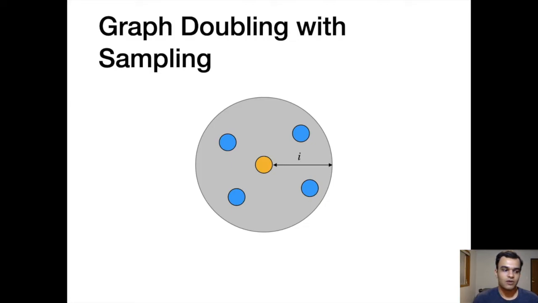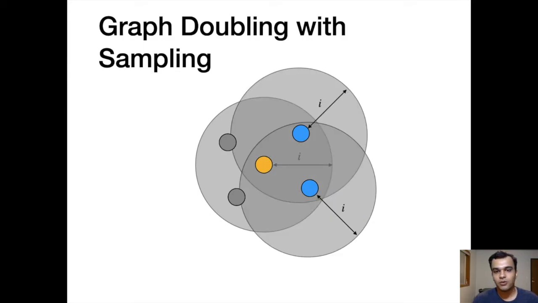Now, you may have noticed that these balls may not in fact fit in a single machine. So the way we handle this is by looking at sampling. So let's say we are somehow given the information that these two vertices on the left are not going to participate in the L rounds. Then we can simply ignore them when we are growing the ball around the orange vertex and only grow the balls on the active vertices.